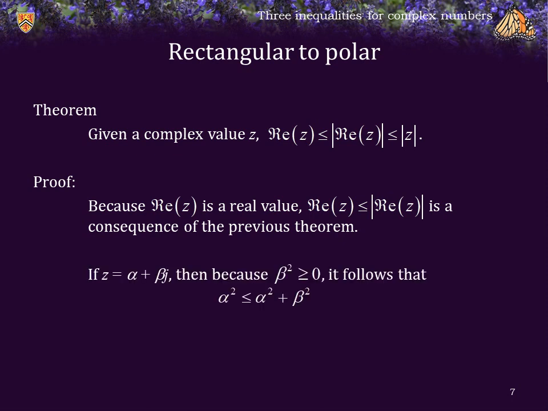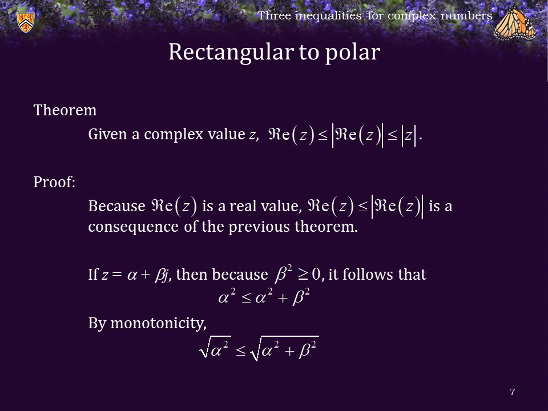Now, if z is equal to alpha plus beta j, then because beta squared is greater than or equal to 0, it follows that alpha squared must be less than or equal to alpha squared plus beta squared. So alpha squared is greater than or equal to 0, and because beta squared is also greater than or equal to 0, if I add beta squared to the right-hand side, it must be greater than the left-hand side. Therefore, by monotonicity, it follows that the square root of the left-hand side is less than or equal to the square root of the right-hand side.